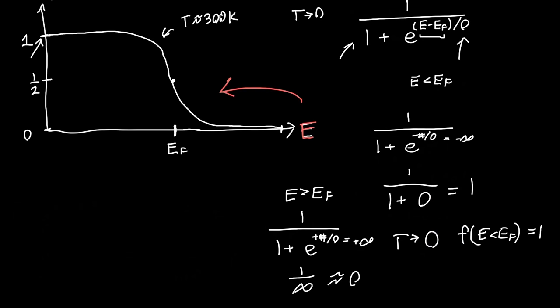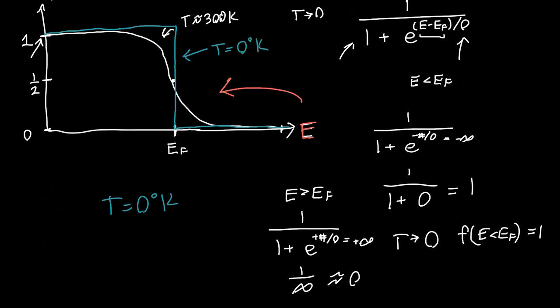And I hope there's no mathematicians in the audience who I'm giving a heart attack right now. So the Fermi function immediately drops. So if T is equal to 0 degrees Kelvin, it's 1 for E less than EF and 0 for E greater than EF. And so this is the temperature equal to 0 degrees Kelvin.